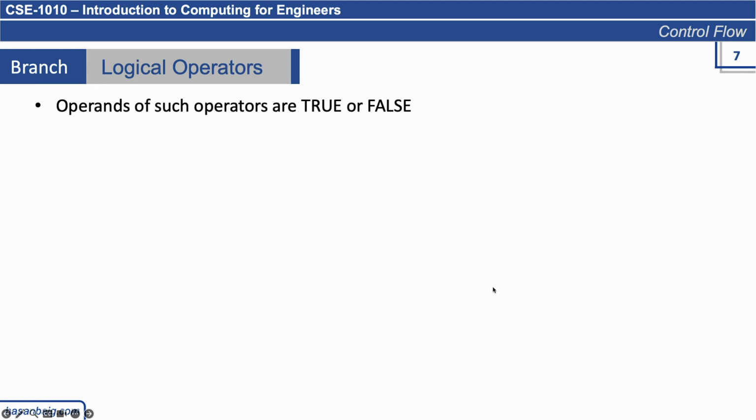The operands of such operators are either true or false, as in the example I gave you of the Boolean operators. Again, there is a difference between Boolean operators and logical operators. First of all, let me tell you, logical operators include the and, or, and not symbols.